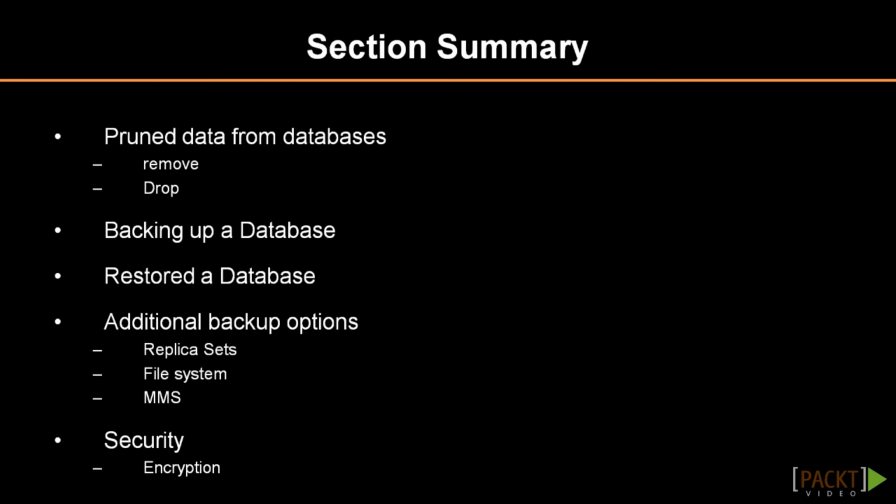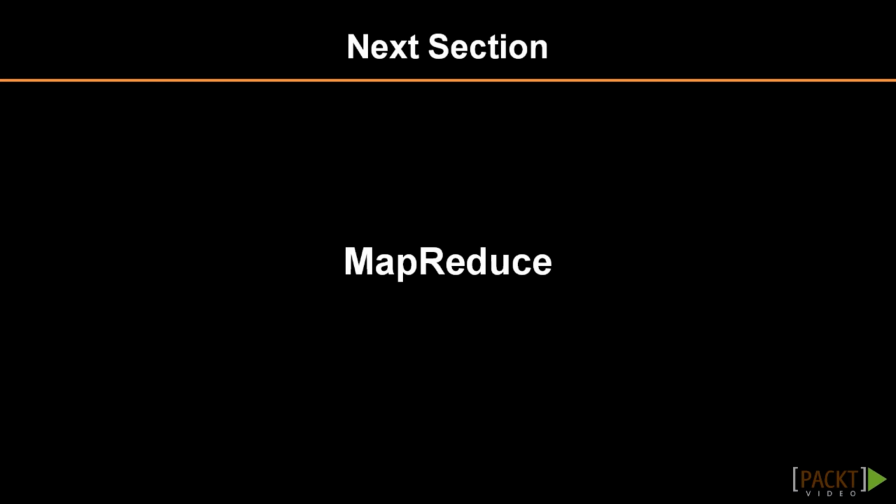In this section, we have learned how to prune data from MongoDB databases. We have learned how to backup and restore databases using mongodump and mongorestore. Additional backup options, including file system backups, replica sets, and MMS, may be appropriate for certain situations. Security is important and may require input from specialists to ensure proper execution. In the next section, we will learn how to use MapReduce to create more sophisticated views into our data.